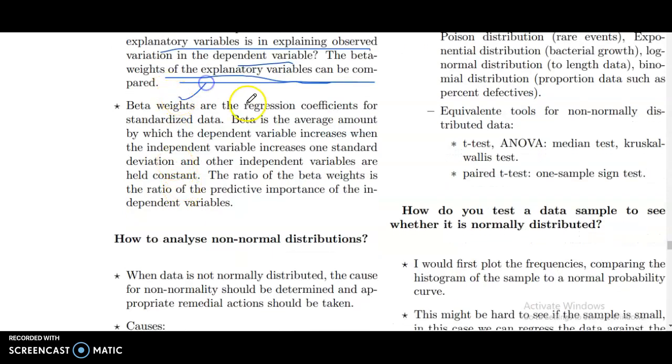Beta weights are regression coefficients for standardized data. Beta is the average amount by which the dependent variable increases when the independent variable increases by one standard deviation, with other independent variables held constant. The ratio of the beta weights is the ratio of the predictive importance of the independent variables.